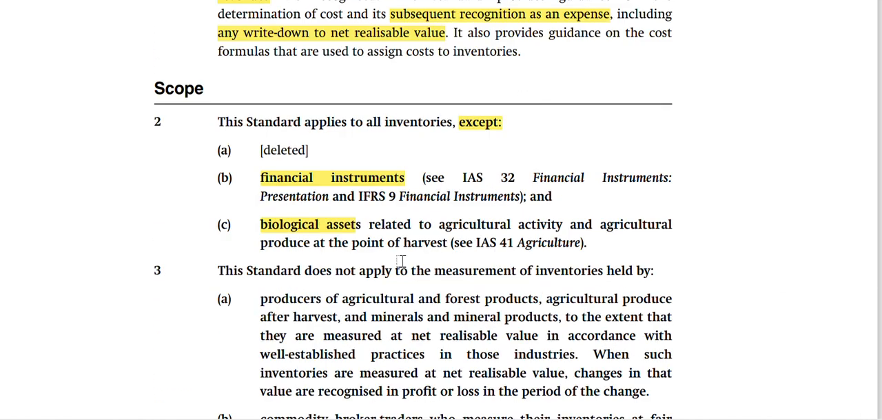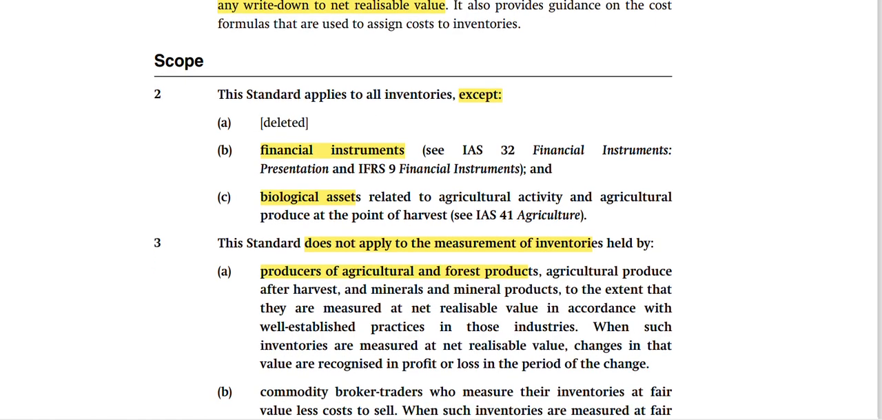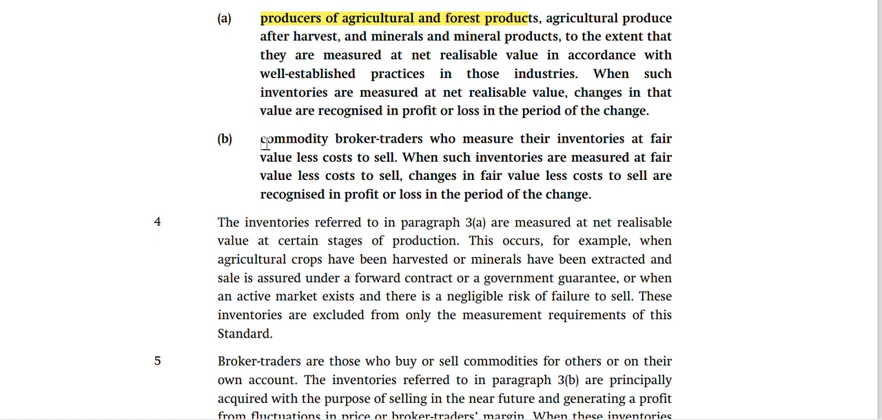Now, it basically talks about when the standard does not apply in the measurement of inventory. So we are told that it is in the agriculture and forest products, as well as the second one, the commodity broker traders. And then we are told how they go about measuring the value. It is not important for us now to look at how agriculture and broker traders are measuring the value, as we are not dealing with that for now. Our main focus is to understand International Accounting Standard 2.